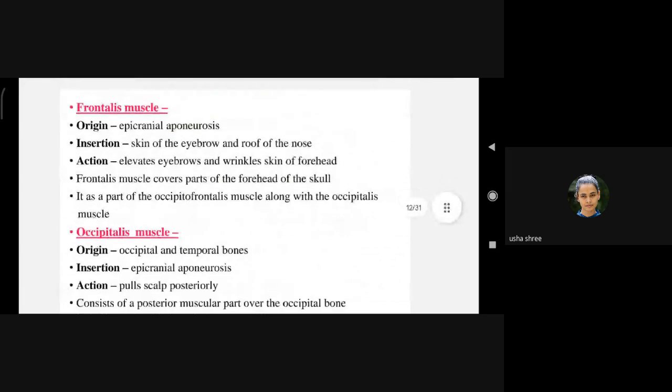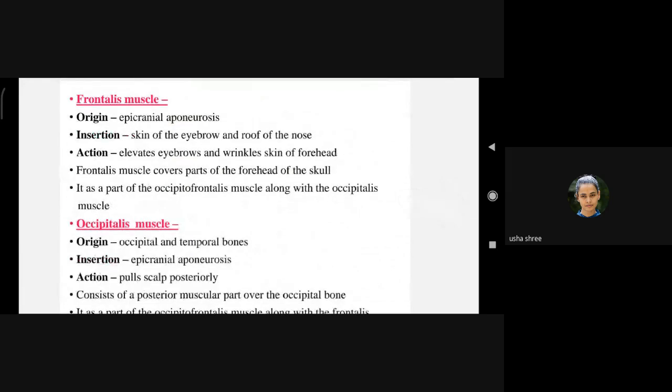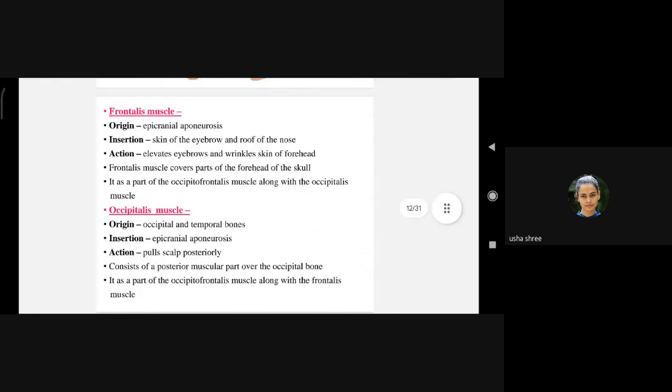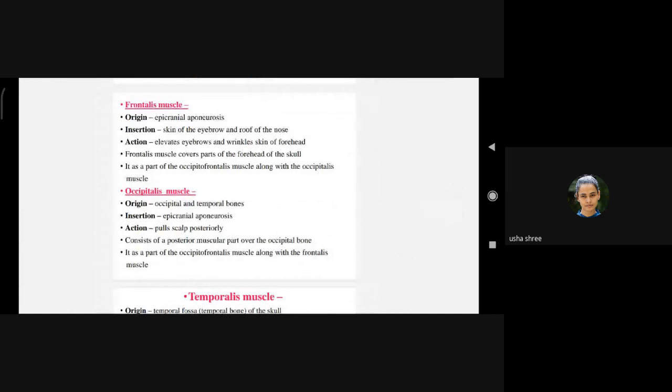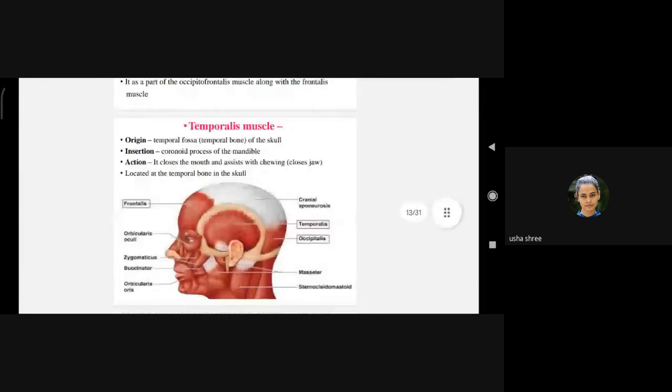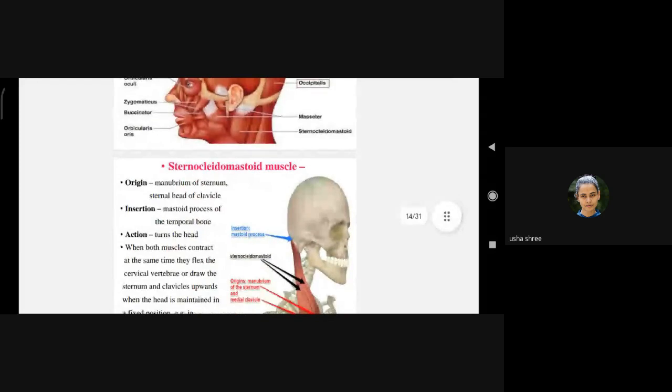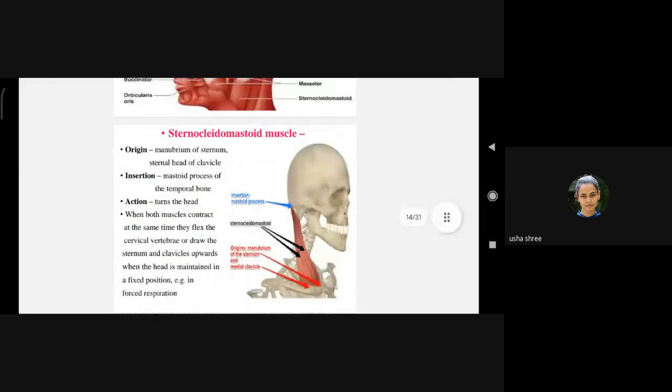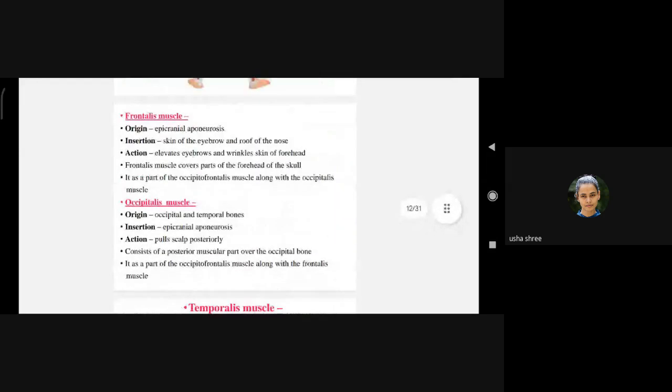Okay, we are proceeding to the next. The frontalis muscles are the groups, and we are going to learn what their functions are. These are from the face, and then we will proceed further.